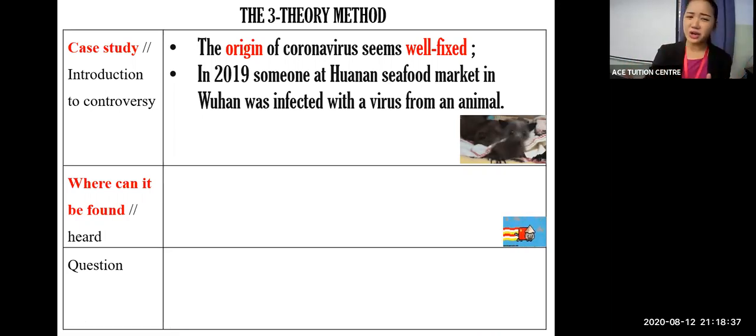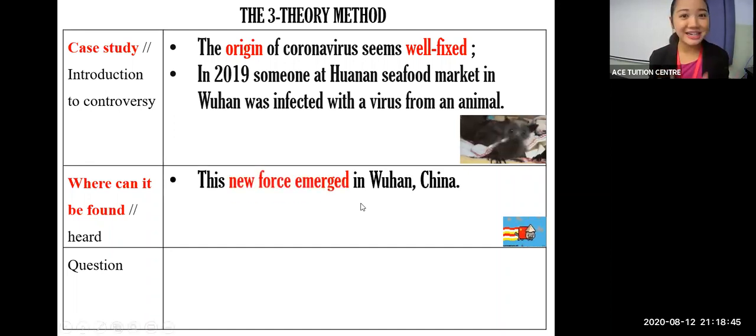So this is like a drafting. And then secondly, where can this COVID-19 be found? It was mainly found in an area called Wuhan, China. So when you're writing a factual essay, your teacher is reading, okay, you have your facts, right? The facts will additionally add the marks into your essay.